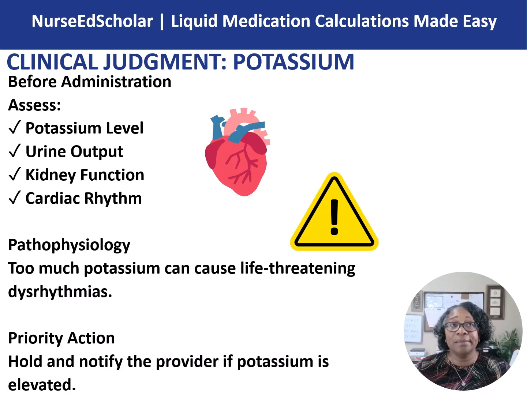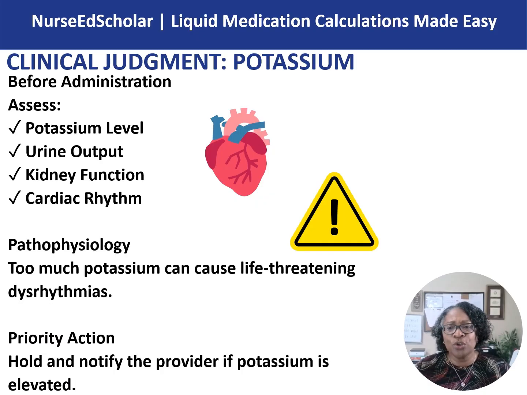You want to assess or look up the patient's kidney function. What's their urine output? What's their heart rhythm? Do they have an inability to swallow? Or do they have any GI upsets? Because potassium may make that a little worse.